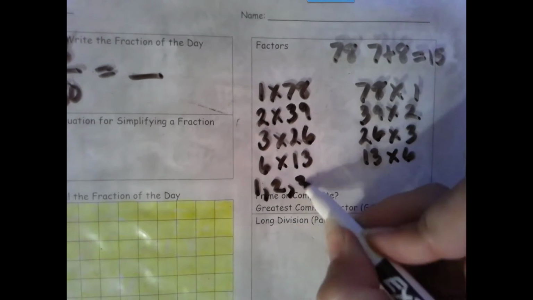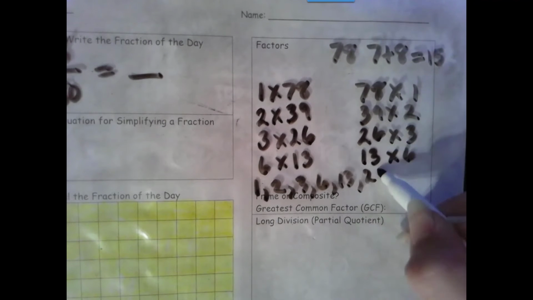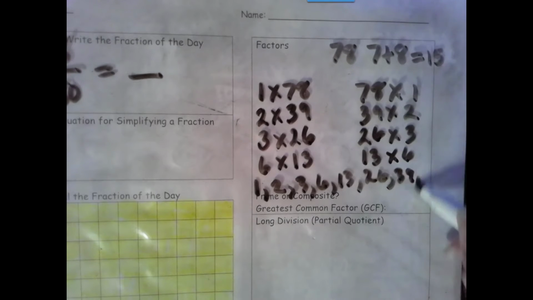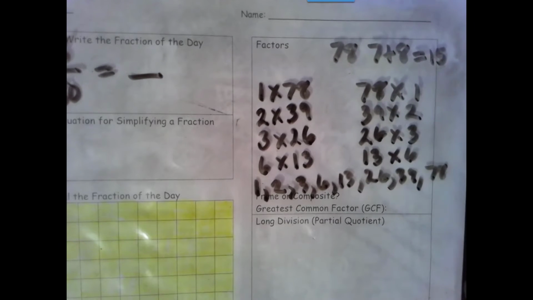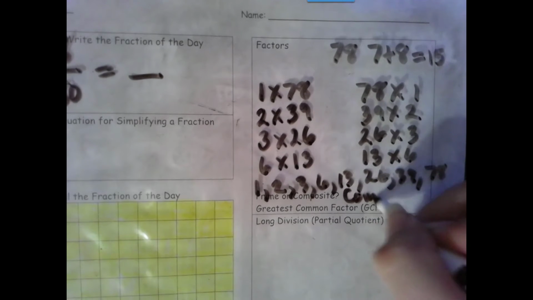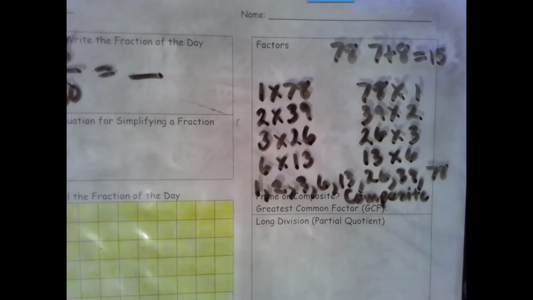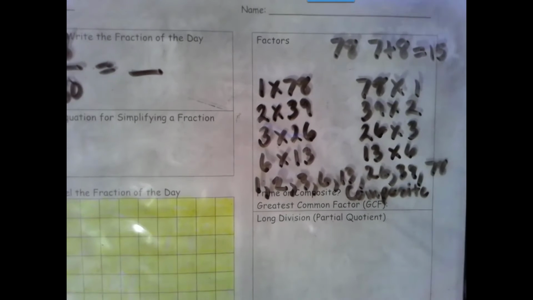1, 2, 3, 6, 13, 26, 39, 78. So there are 8 factors. That is more than 2 factors, so it is composite. Now we need to figure out what our greatest common factor is. So let's start with our greatest factor of 78.